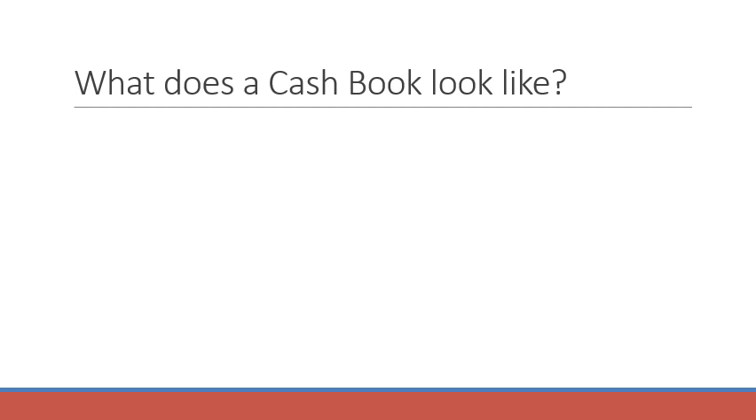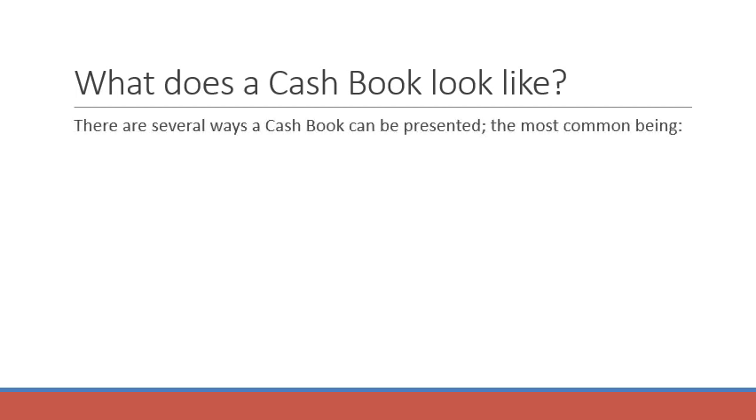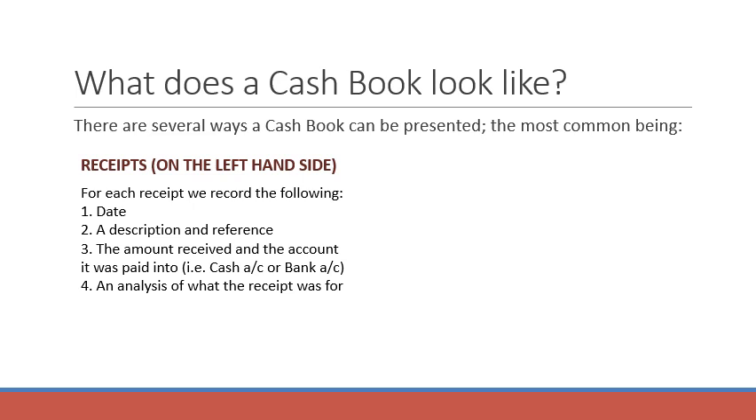So what does a cash book look like? Well, there are a number of different ways that the cash book can be presented, but typically we would see the following. We'd have the receipts on the left-hand side of the book. And in here we would record all of the receipts. So the date, a description and reference for the receipt, as well as the amount that was received. And we'd also record whether it came in as cash and went into the money either in the tills or in the safe, or whether it was paid into the bank account. And then we would have an analysis of what the receipt was for, so the source of the receipt.